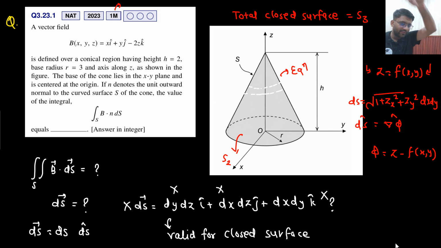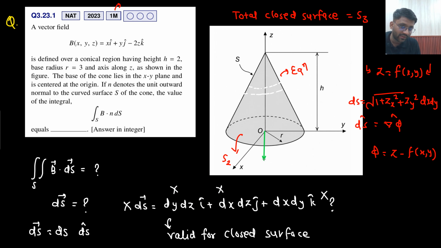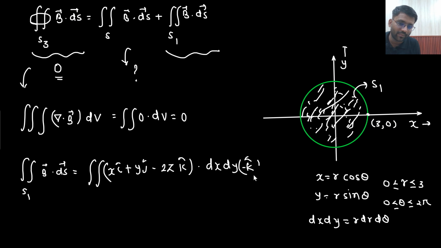Why is that so? Because it is the closed surface. No, so it is going downward. Closed surface, so direction has to be this way, no? So it would be minus k cap.